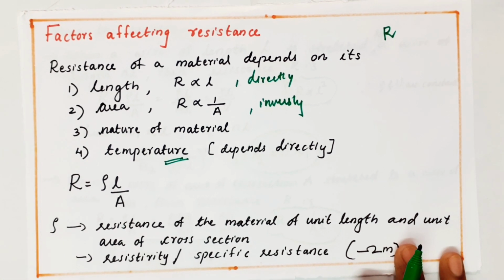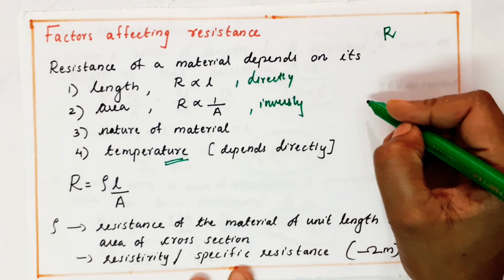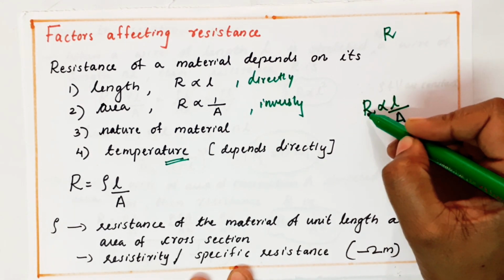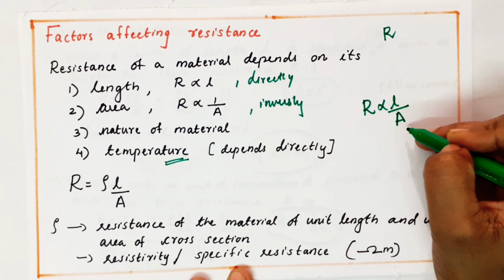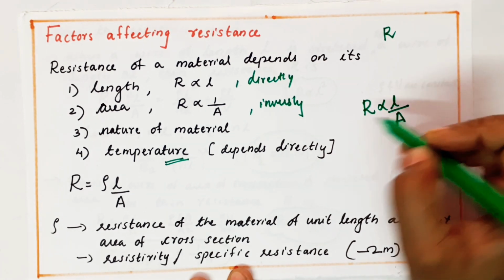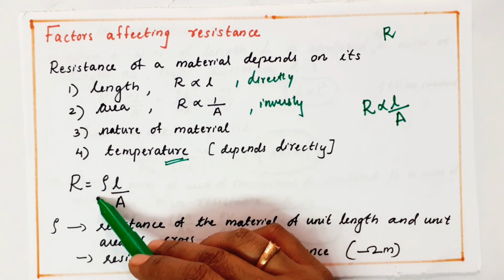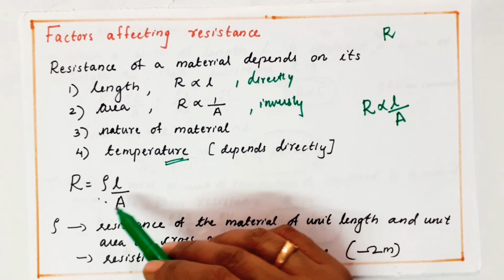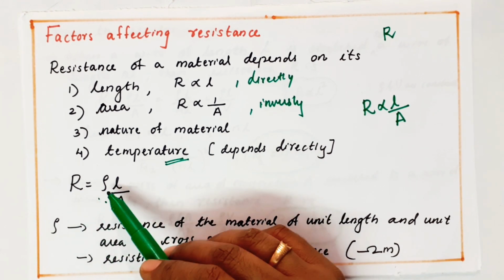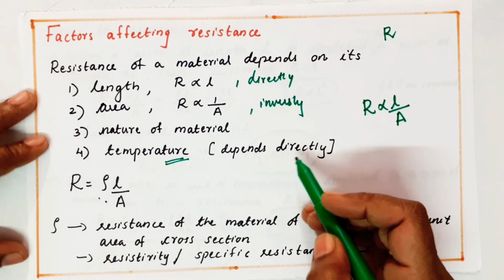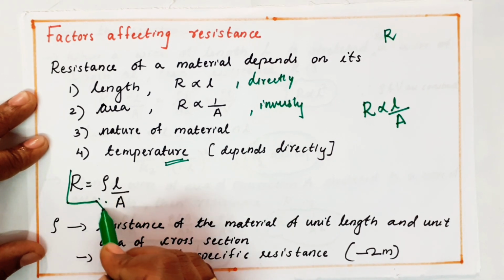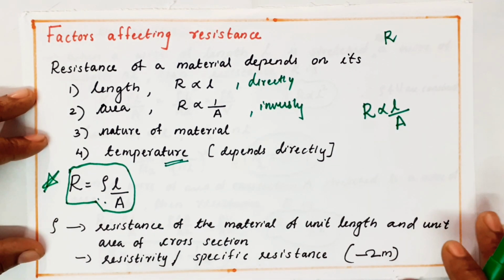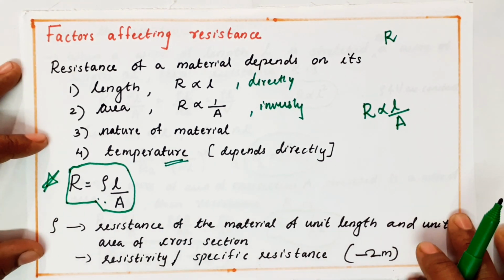So what I told, you can write as R proportional to L by A. It is resistance directly proportional to length, resistance inversely proportional to area. For removing the proportionality, I'll keep a constant, that is rho. Rho means resistivity. R is equal to rho L by A. So you will get an important equation now. R is equal to rho L by A, where rho is called the resistivity, or we call it specific resistance.